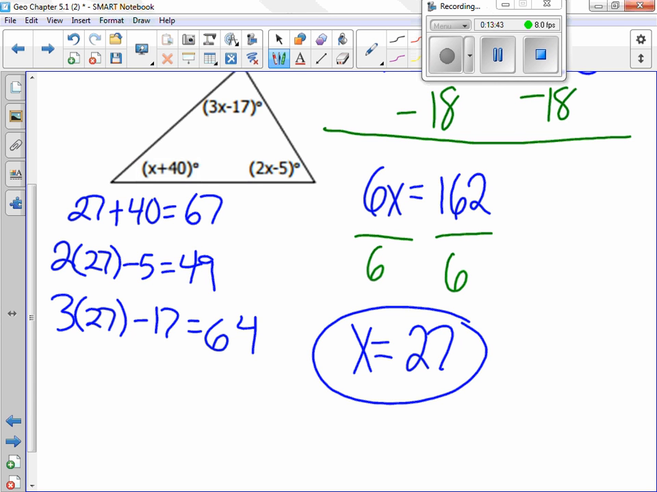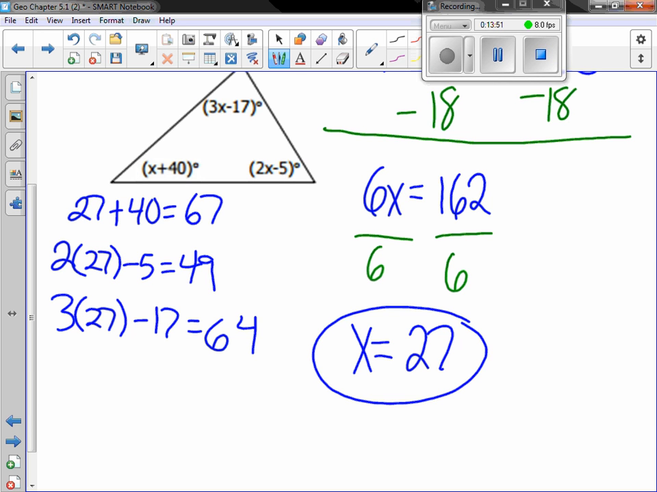Yes? If the 2 is on the outside and it had 2 times x minus 5, where the x minus 5 was in parentheses, then yes. Then we would subtract 5 and multiply by 2. Yeah. Any other questions on this here? Yeah, here we just needed x.